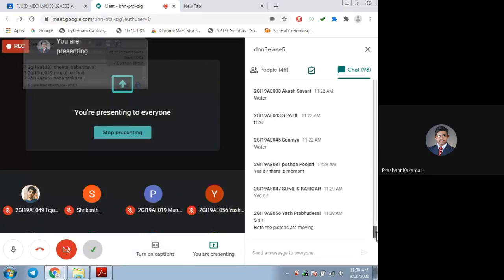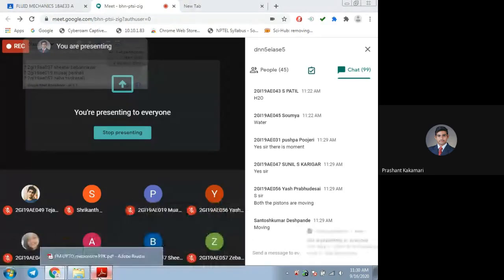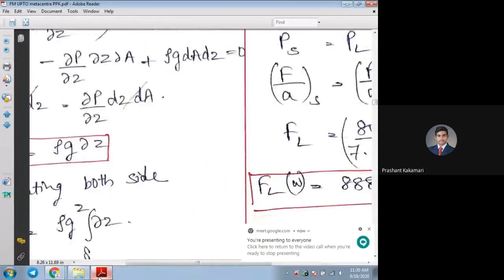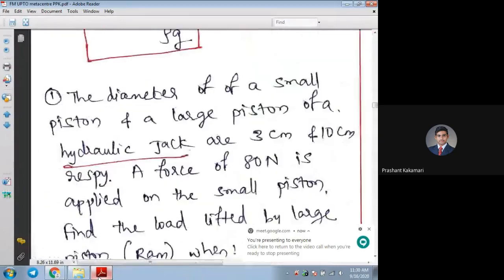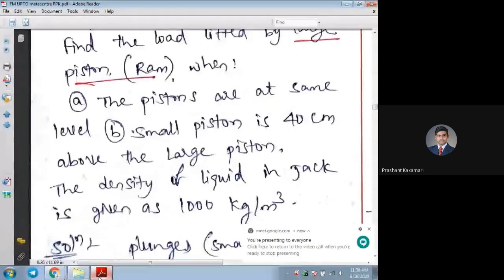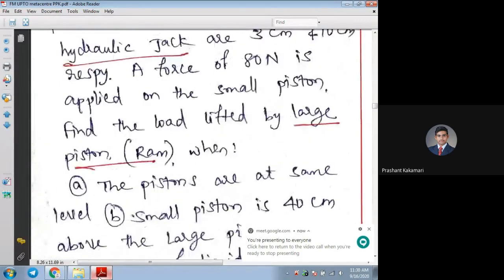Which answer is correct? For this condition, are they moving or not moving? Pistons will not move now. Why? Because on that condition only we have taken the equations. For the first condition, the pistons are at the same level. When the pistons are at the same level, there is no movement of the pistons. Only, when you apply the pressure on the small piston, it will move. As per your analysis, it is correct.